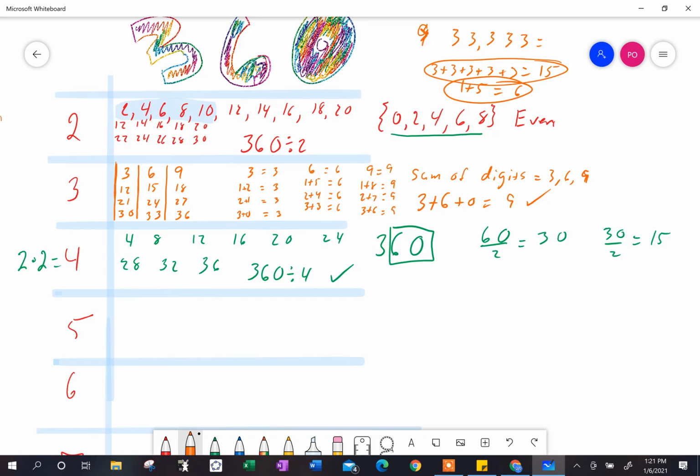So I'm going to move on. I know I'm moving kind of fast. The idea is that you have these rules on hand, so you will be able to use them when you need them.